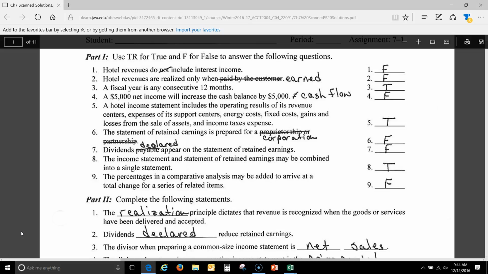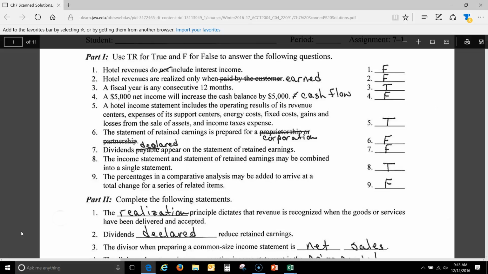Number four, a $5,000 net income will increase the cash balance by $5,000. Okay, so if the answer is not necessarily, does that make it true or false? It makes it false, okay? So, tell me the condition of not necessarily. Because if you have any unearned revenue, you already have that cash. Right, so you already have it documented, so your cash wouldn't change, you would just move from unearned revenue to revenue. Because you've already collected.